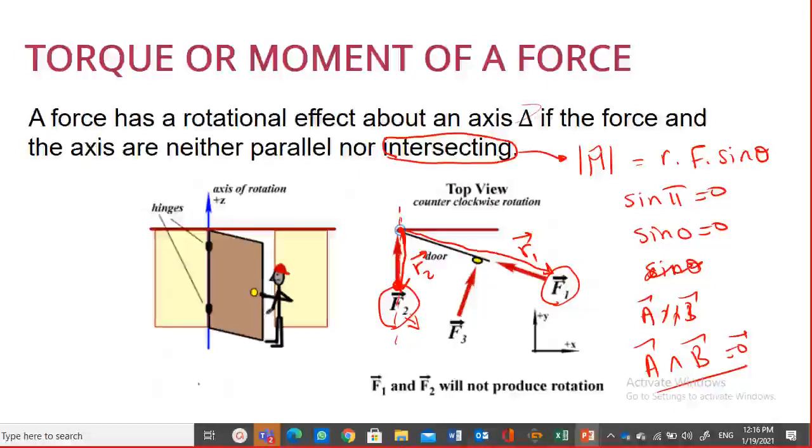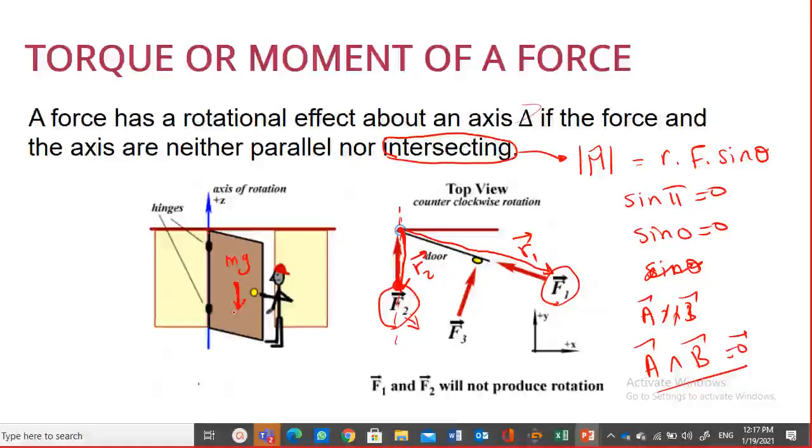If I draw a force parallel to the axis, for example the weight of the door, which is mg, the weight of the door is pulling downward. The design of the door allows the motion of the door to the right and to the left and not up and down. So the weight is pulling down, and the design of the door lets me go right and left. So mg does not affect the motion of the door.